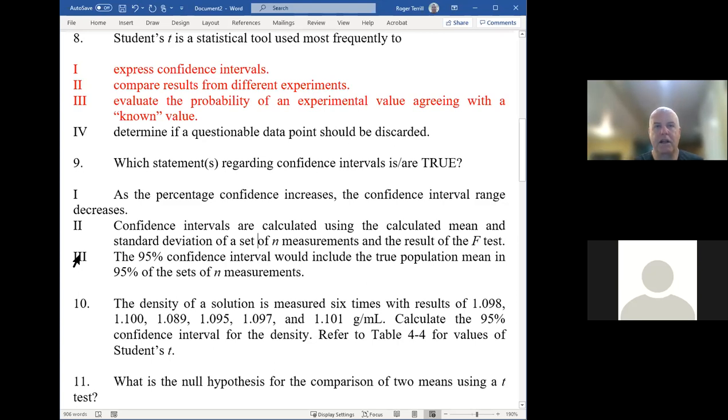The 95% confidence interval would include the true population mean in 95% of the sets of n measurements. Well, in theory, this is true. In practice, it's not always true. Okay. So this is not true.